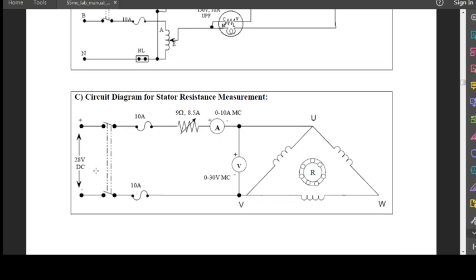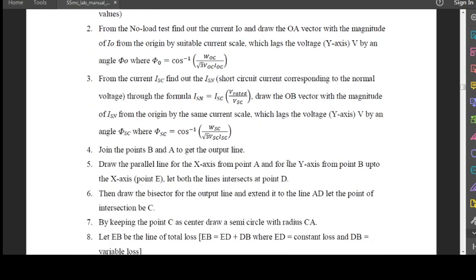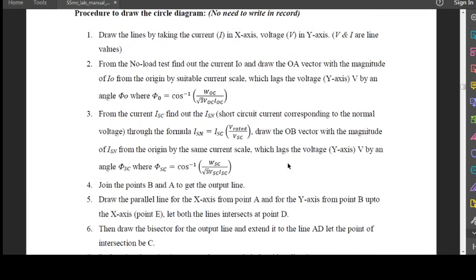We are connecting a 28 volt DC supply, and we have a switch, then a 10 amp fuse, then a variable 9 ohm, 8 amp rheostat. We have an ammeter and voltmeter. By using these values, we calculate the stator resistance. This is the total experiment setup, and we have to take the readings, or simply say we noted all the readings for our experiment.